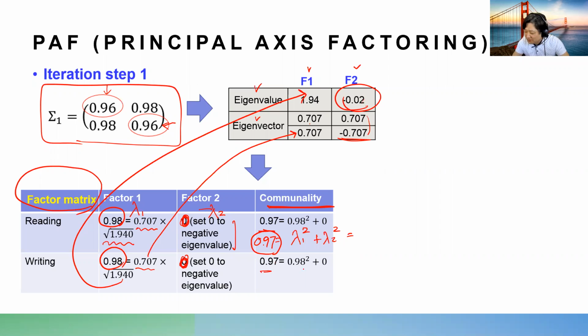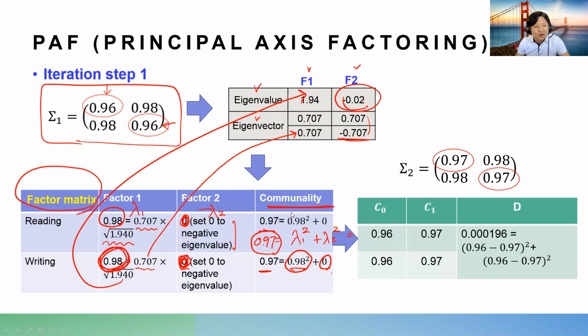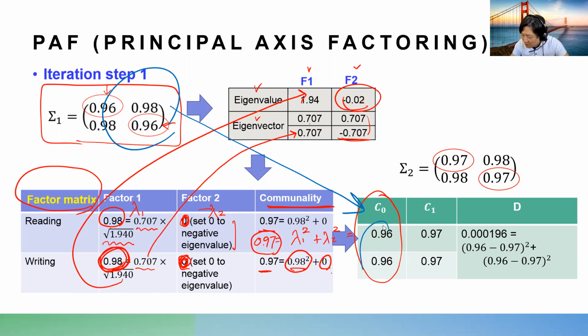And then same here. So 0.98 is the factor loading, 0.98 squared plus 0 squared is 0.97. This is the communality. And then we update our communality. This is our original communality, right? The communality is from here, 0.96, 0.96, the original communality. And then we got the updated communality, 0.97. Then we take the difference between these two communalities and sum it.